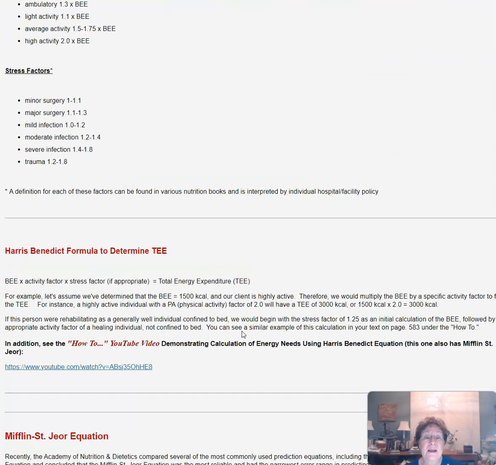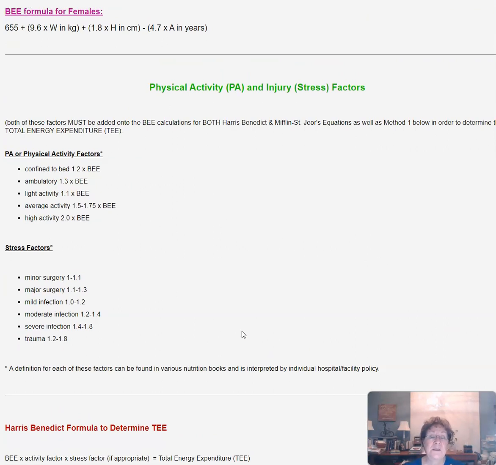So let me scroll back up here, and we'll take a look at these for a moment. And so you can see for PA, or physical activity factors, we'll see confined to bed as 1.2 times our BEE, or ambulatory or light activity, 1.1. And these other higher activity levels are really for athletes, or if a patient is involved in rehabilitation while they're healing, you might also have a higher physical activity factor.